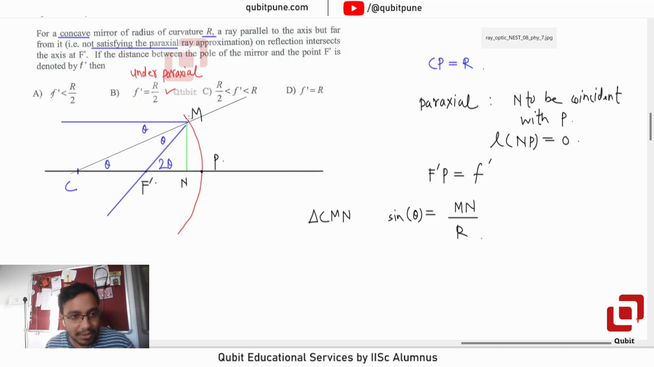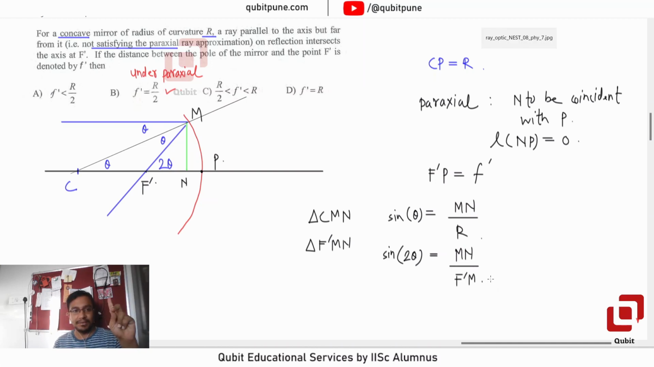Now look, can I say that this angle is 2 theta? Which angle? M f prime n. Yes, because if I consider the reflected ray as my transversal, then the angle made by that ray with the horizontal will be 2 theta. Is it clear? Did you understand that? Now consider triangle f prime mn. Tell me what is sine 2 theta. Sine 2 theta will be mn upon f prime n. Sine 2 theta is mn upon f prime.